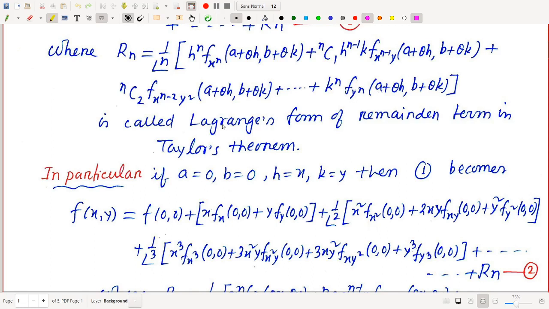So this is the remainder term in Taylor's theorem, also called Lagrange's form of remainder term in Taylor's theorem for a function of two variables.